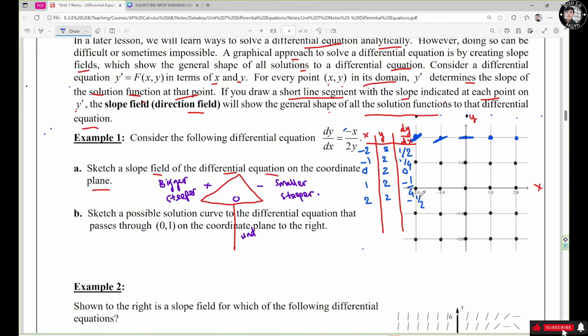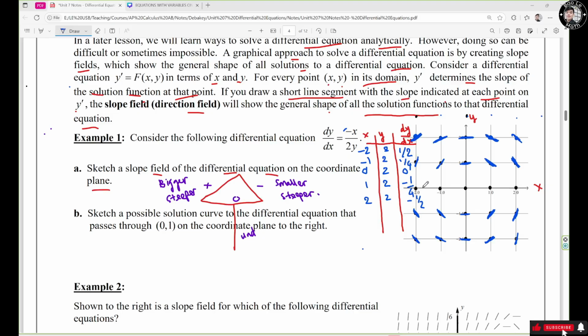Now negative 1/2 is less than negative 1/4, right? So right here it's going to be steeper, and it's going to be less steep right here. So based on my instruction, go ahead, pause the video and finish the rest. Alright, so here's the complete slope field of the differential equation.